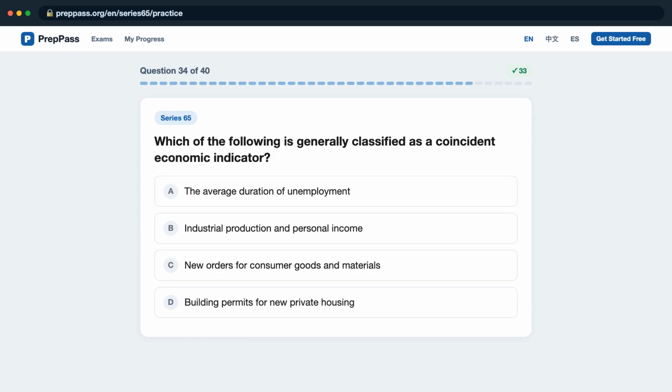Question 34. Which of the following is generally classified as a coincident economic indicator? Is it A, the average duration of unemployment? B, industrial production and personal income? C, new orders for consumer goods and materials? D, building permits for new private housing?